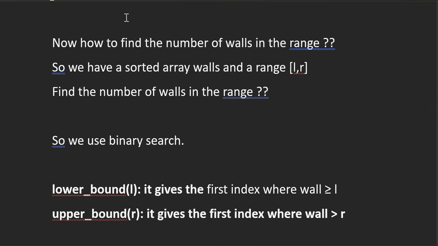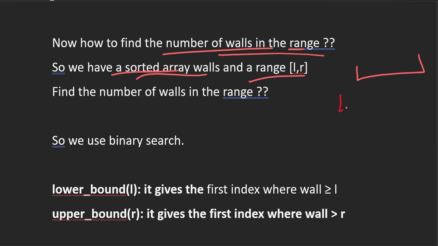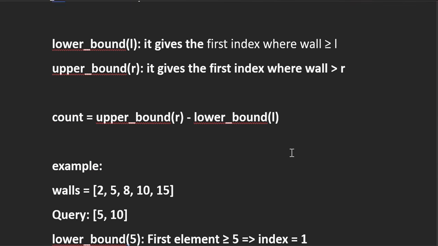So the next question is how to find the number of walls in the range. Suppose we have a sorted array of walls, and we have a range from L to R, and we have to find the number of walls in this range. So how to do that? For that we will be using binary search, right?